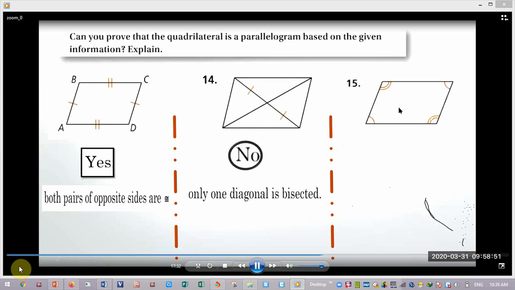What about this one? These angles, opposite angles equal and the other opposite angles equal. Then this is a parallelogram. Both pairs of opposite angles are congruent.